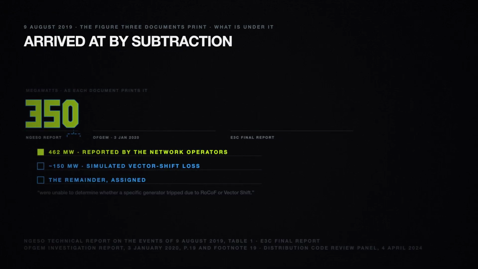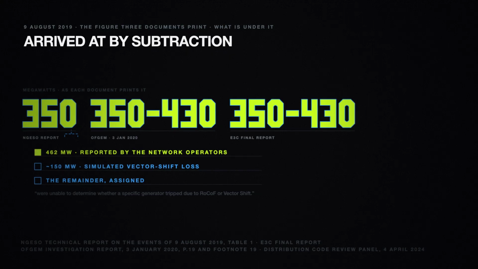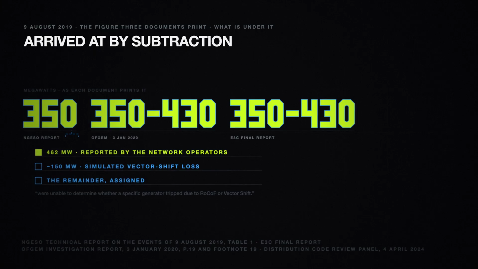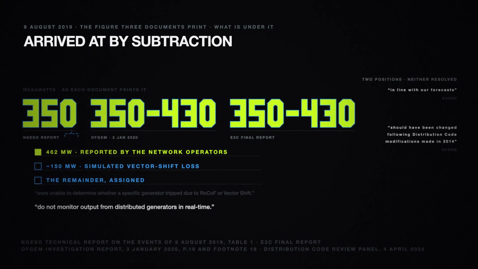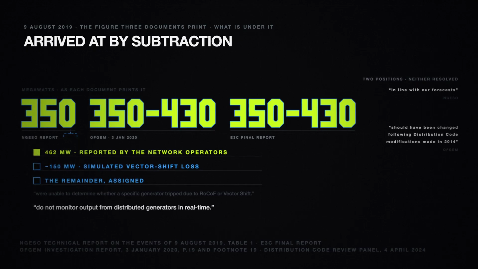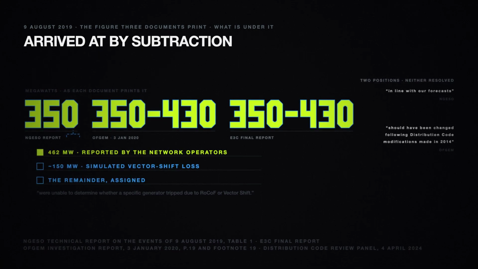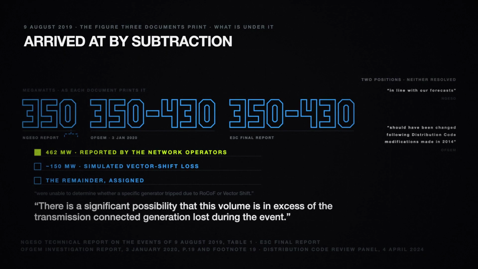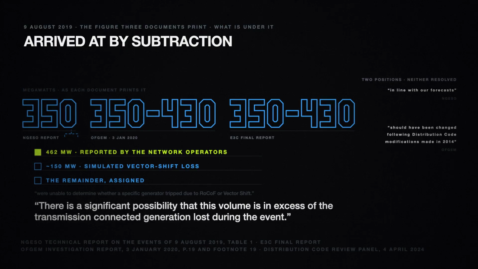3 official documents print the result. One prints 350 megawatts. The other 2 print 350 to 430. Underneath all 3 there is one reported figure, one simulation, and a subtraction. The regulator's footnote says why. Distribution network operators do not monitor output from distributed generators in real time. And it states the consequence plainly. There is a significant possibility that this volume is in excess of the transmission-connected generation lost during the event.